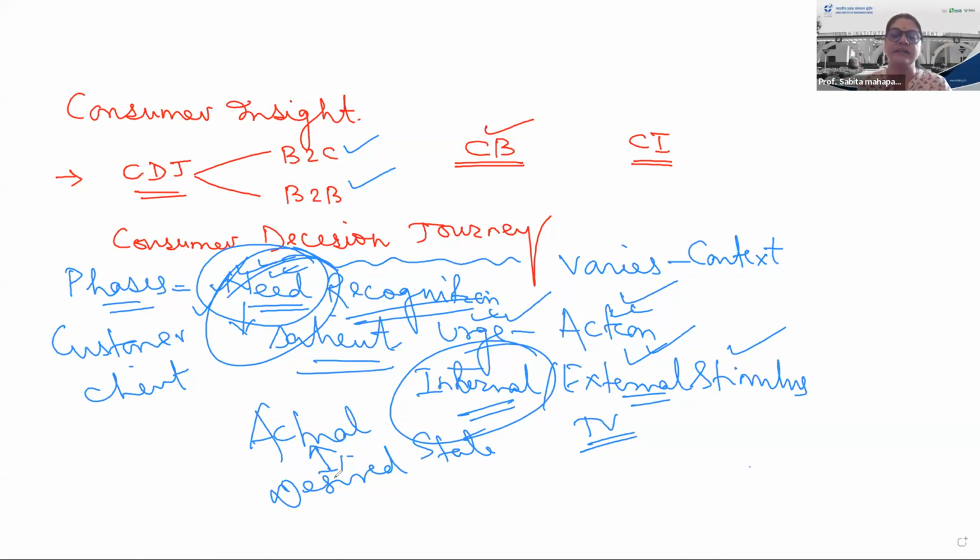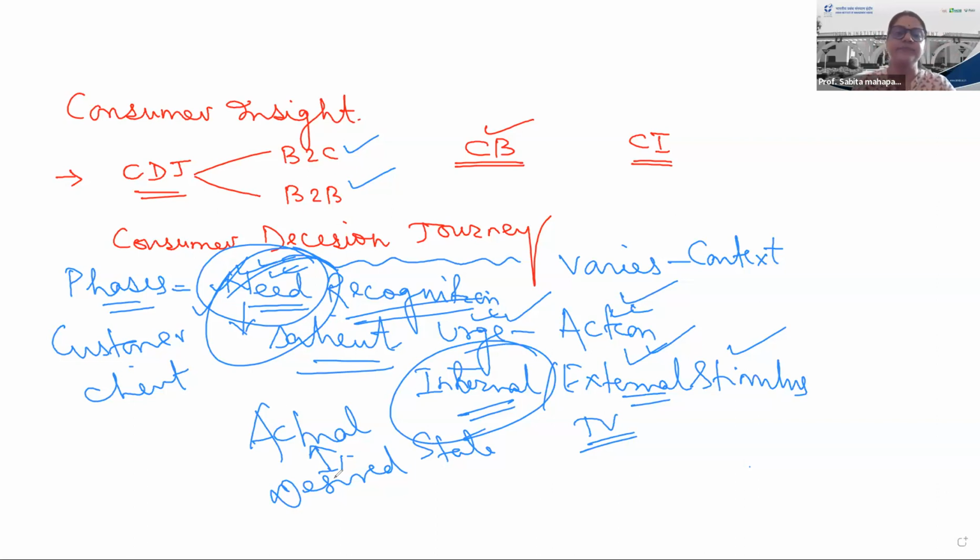Sometimes a person's actual and desired state are the same, hence there will be no need. For example, if I think my skin is dark and dusky and I am happy about it, I have no desired state. I don't want to be fair, so no need. Even if you want to make me feel that I should go for a fair skin, I will not, and I don't desire to have it.